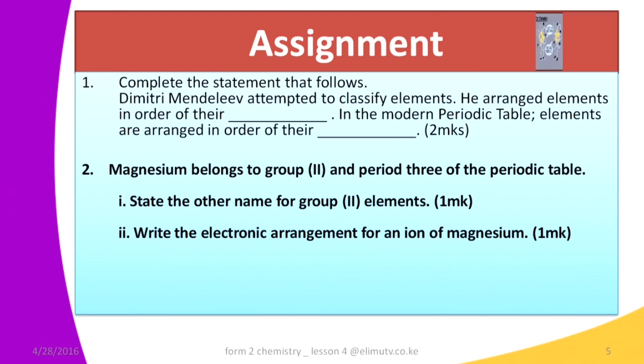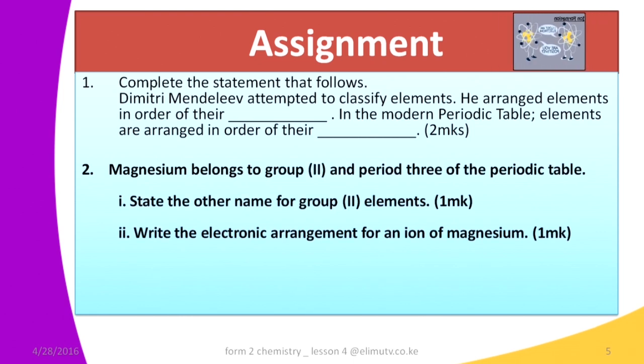Complete the statement that follows. Dmitri Mendeleev attempted to classify elements. He arranged elements in order of their dash. In the modern periodic table, elements are arranged in order of their dash. So that is one question that you have to attempt.